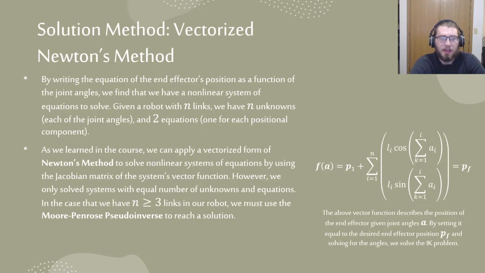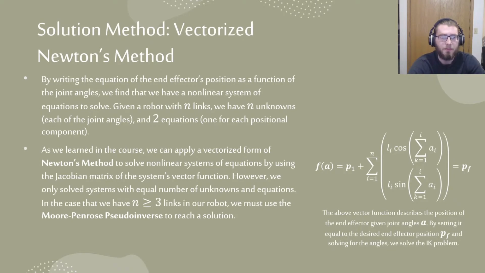First, if we write the equation of the end effector's position as a function of joint angles, and we set it equal to P sub f, we find that we have a nonlinear system of equations to solve. So given a robot with n links, we have n unknowns, because there's one unknown for each joint angle, and two equations, because there's one equation for each positional component, and since we are in 2D space, there are two positional components.